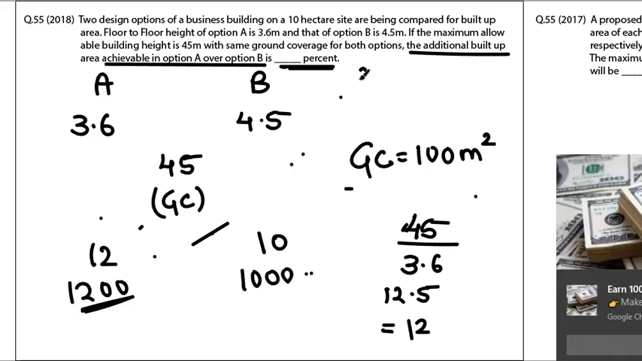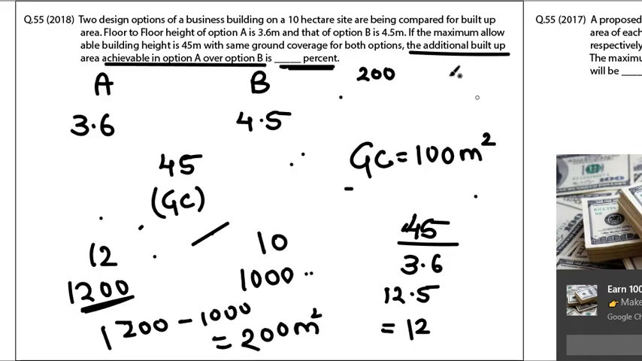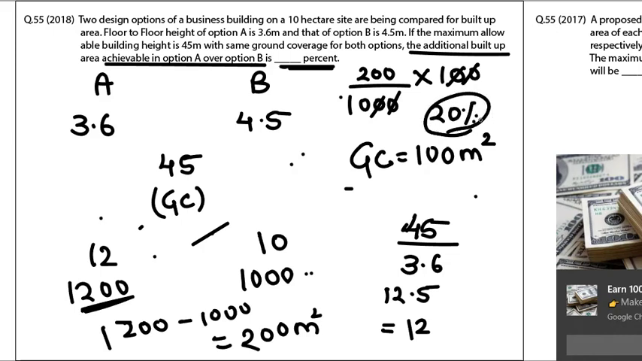So 200 meter square is achievable additionally, which is 1200 minus 1000, which will give me 200 additional built up area over option B, which is 1000. They have asked in percentage, so you have to multiply by 100. So 200 divided by 1000 into 100, it's 20%, right?